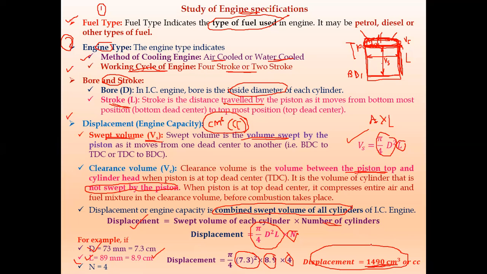Now the next important parameter is the maximum power. What is the maximum power produced by that engine? That is the specification. The figure shows power-speed characteristics. The red line curve represents power versus speed. Power is in kilowatts: 20, 40, 60, 80, 100, 120. And speed is in 1000 RPM, 2000, 3000, 4000, up to 6000.